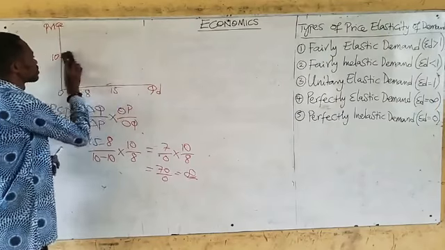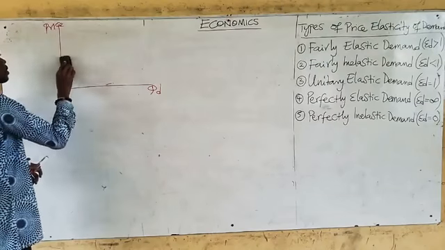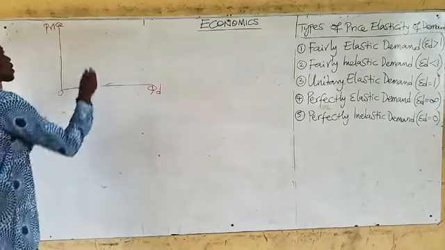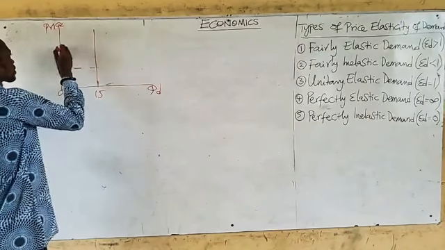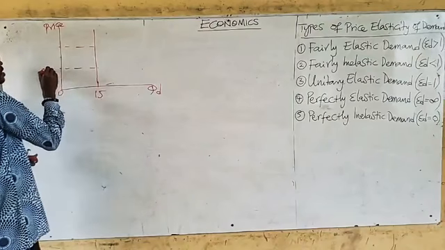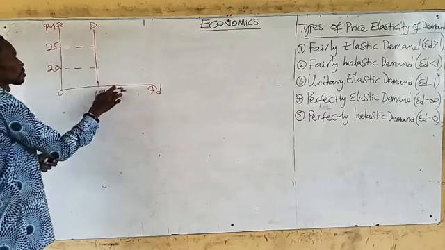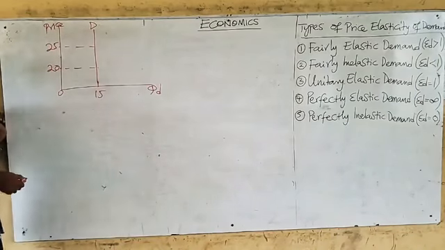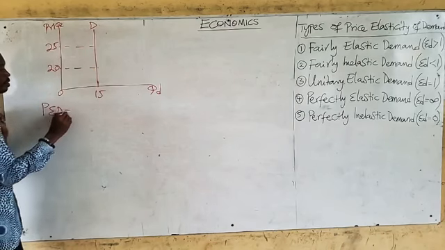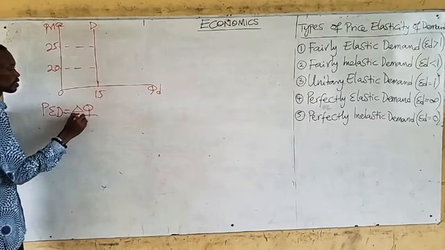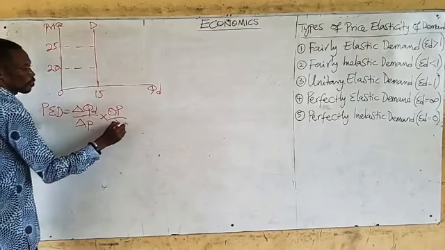So we have this. It comes that way. Let's say this is 15 and it's fixed. And whatever the quantity, let's say 20 and 25, this is demand. We are calculating the price elasticity of demand. The same formula: change in quantity demanded divided by change in price times original price over the original quantity.